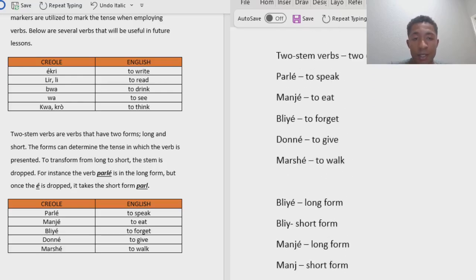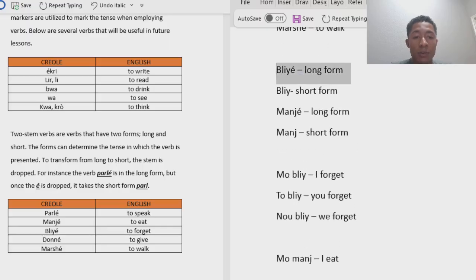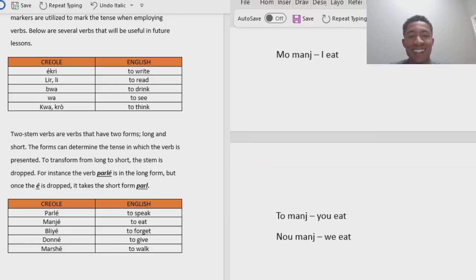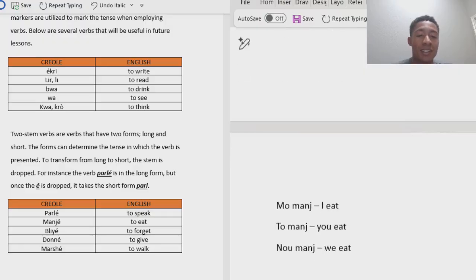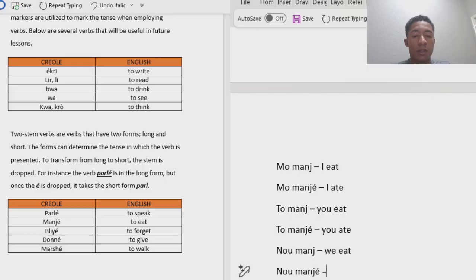However, the thing with these is that when you use the long form, so oublier or manger, it can actually be used in the past tense. So for instance, take mo mange, mo manger, I eat, to manger, you ate, nous manger, we ate.